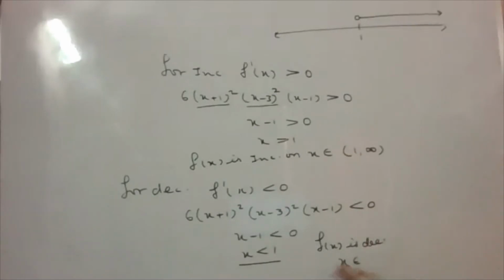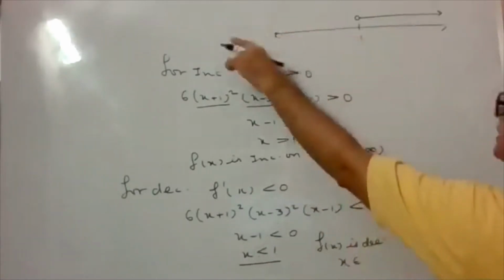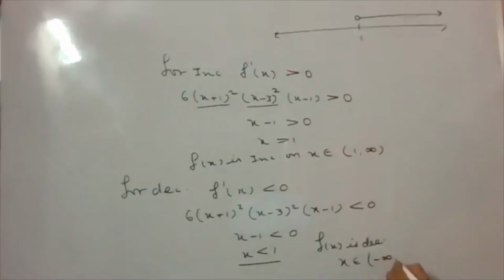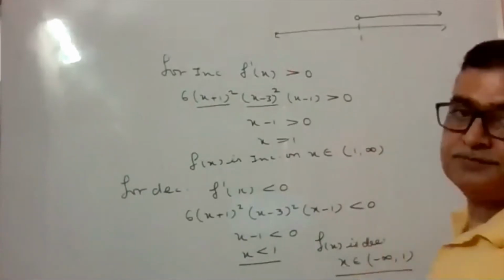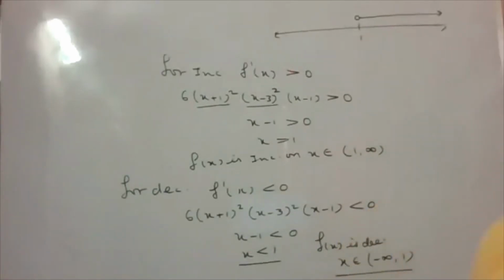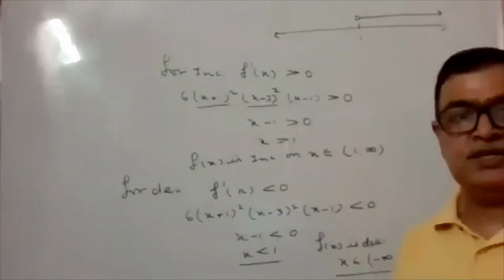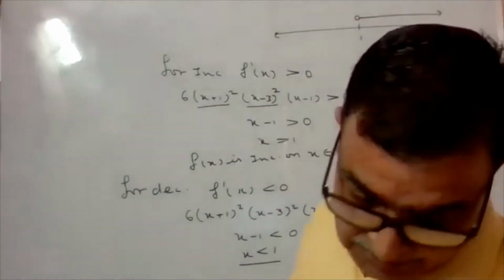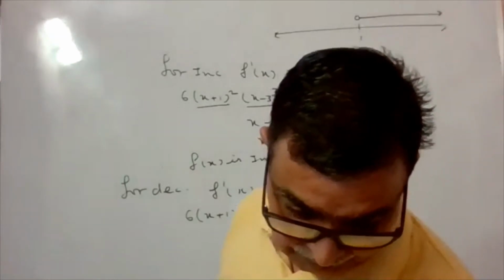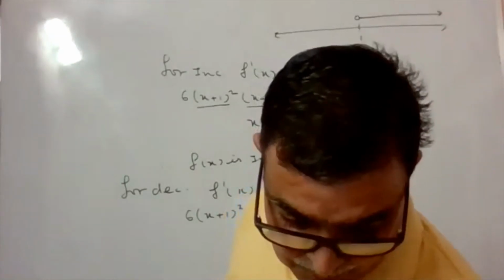When x belongs to less than 1, it will go from minus infinity to 1. That is x. Is it right? So this way you should have this question. Next question, please.